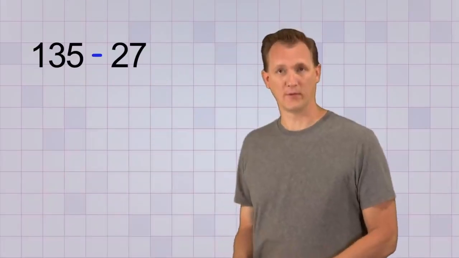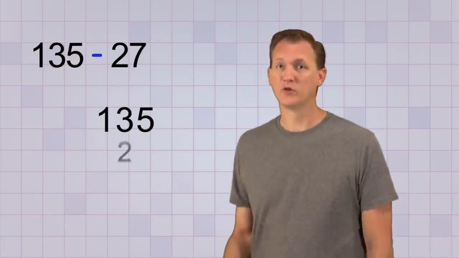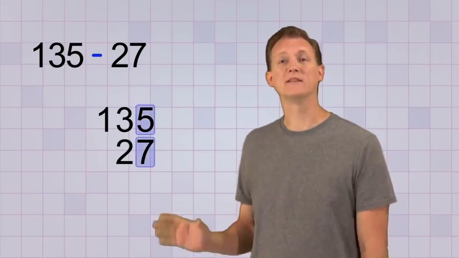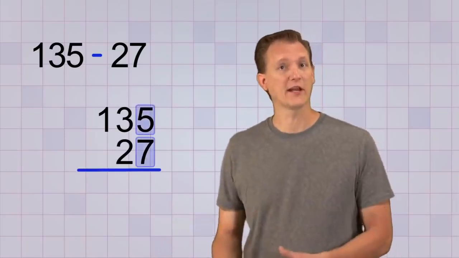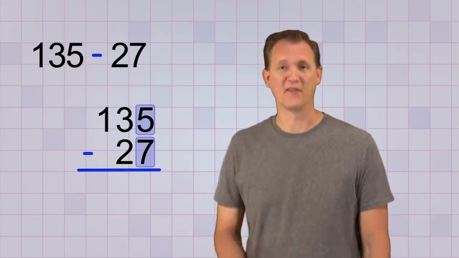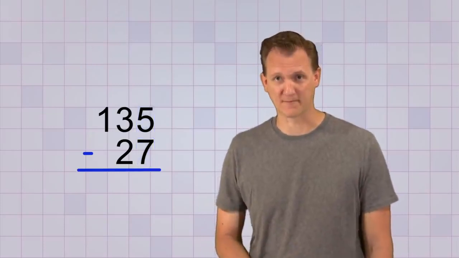135 minus 27. Aha! This is where multi-digit subtraction can get a little tricky. Let's rewrite our problem. 135 on top, 27 below it, with the ones places lined up neatly, and our answer line and subtraction symbol in place. There. Now we can start subtracting.